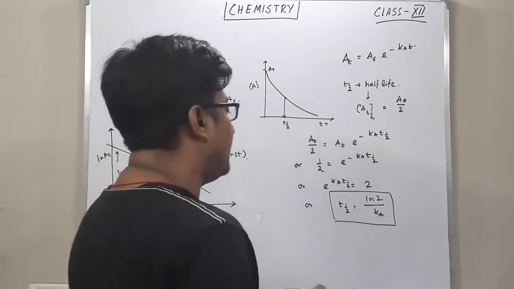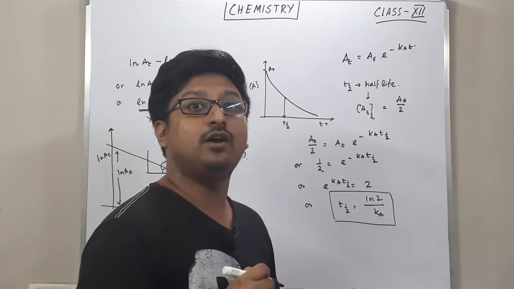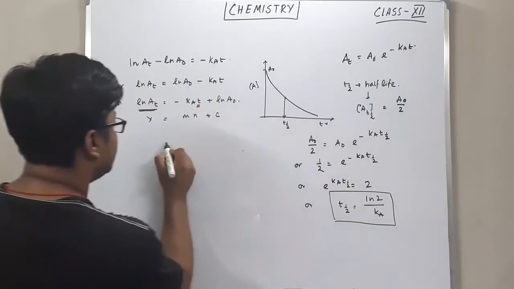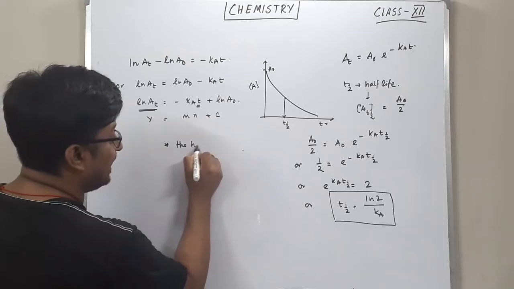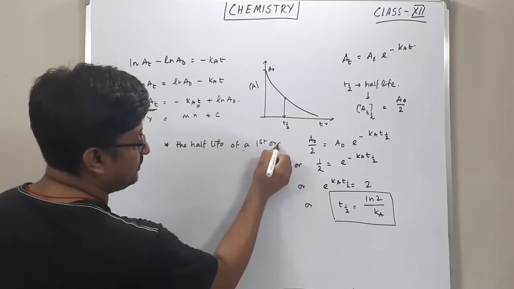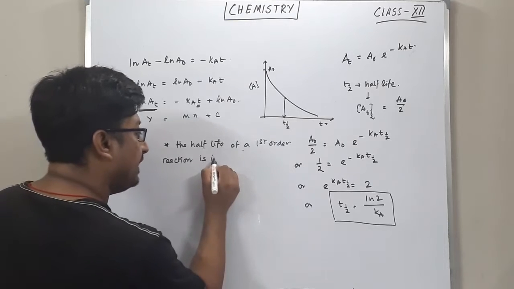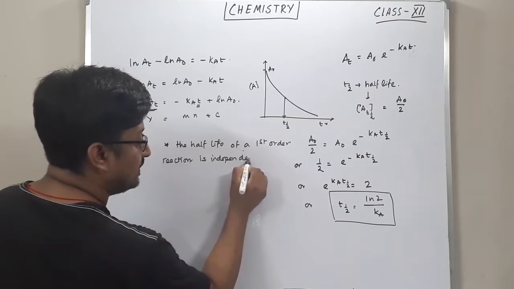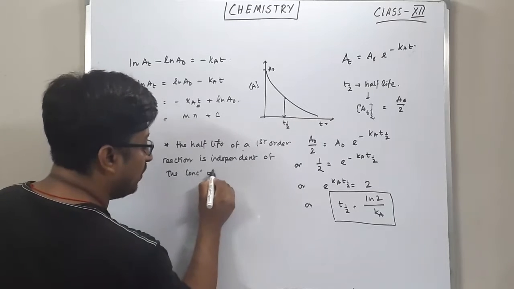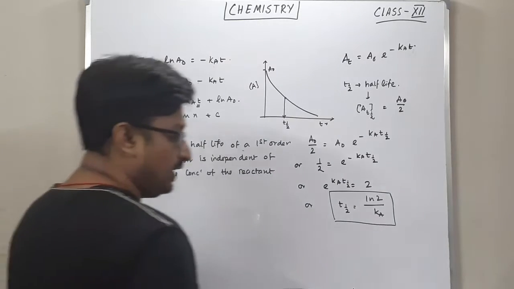Okay. Now what is the important thing here? The half life is basically independent of the initial concentration. So what is the point here? The half life of a first order reaction is independent of the concentration of the reactant. This is a very important point you all need to remember.